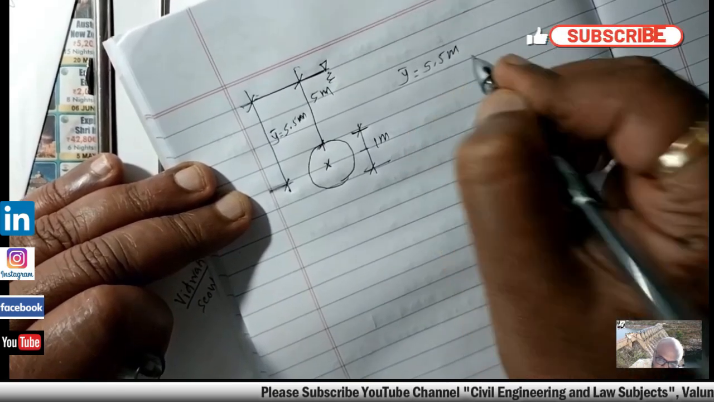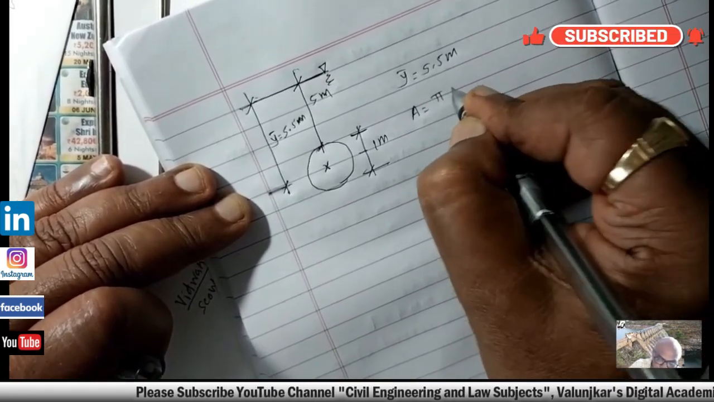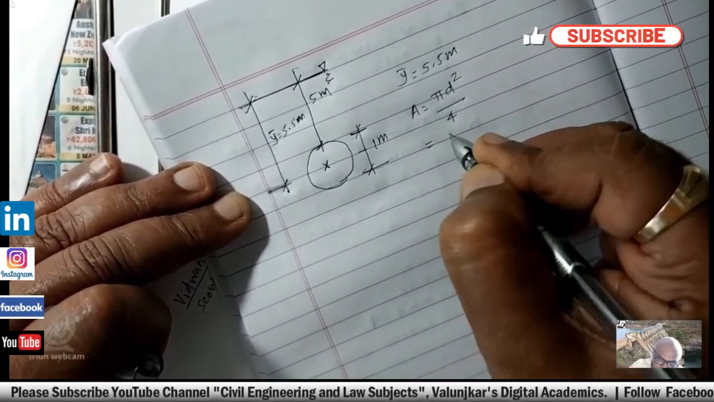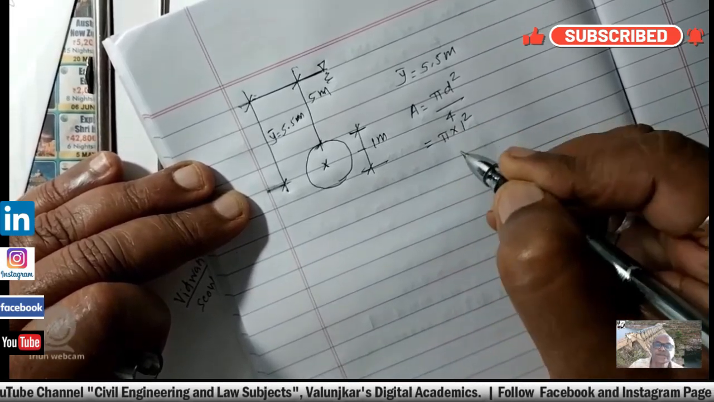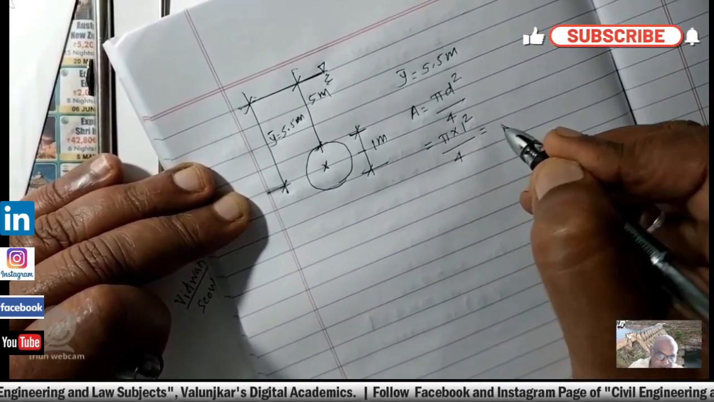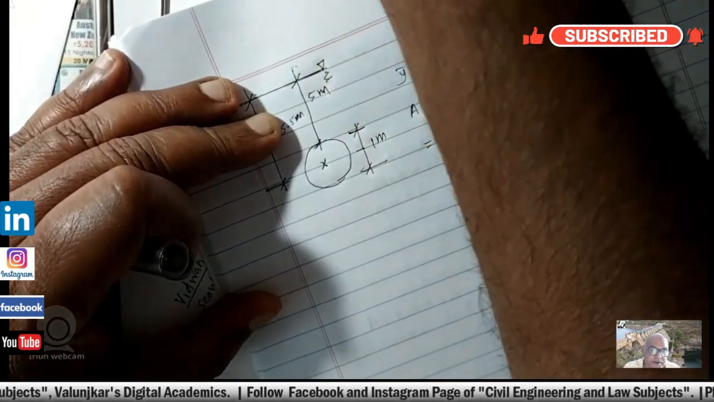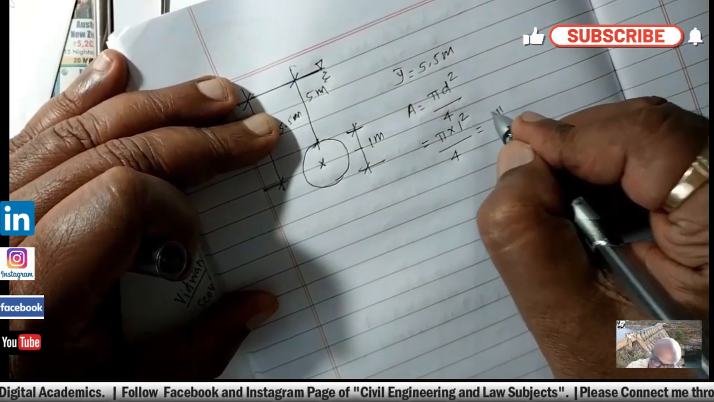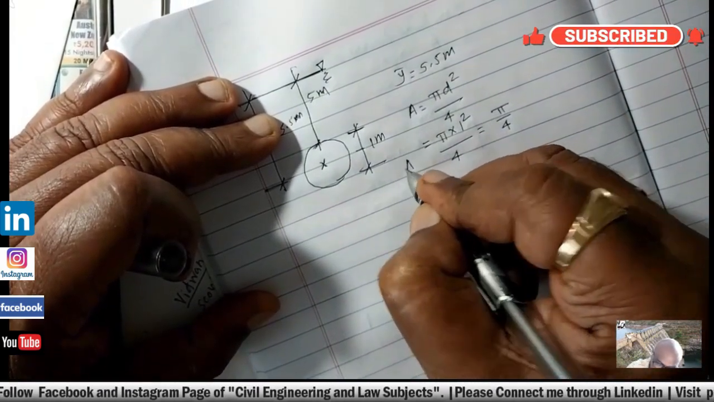Area is pi d square upon 4, which is equal to pi into 1 square upon 4. So area is pi by 4. We will calculate later on.